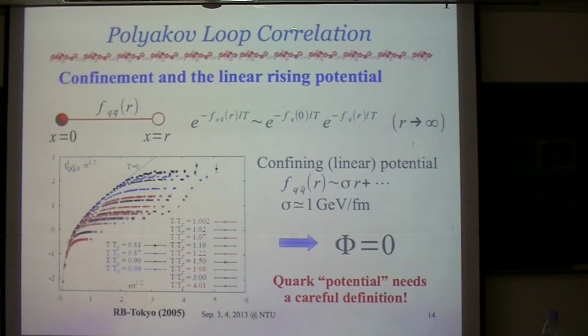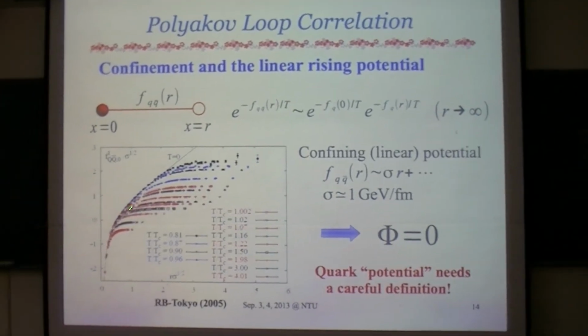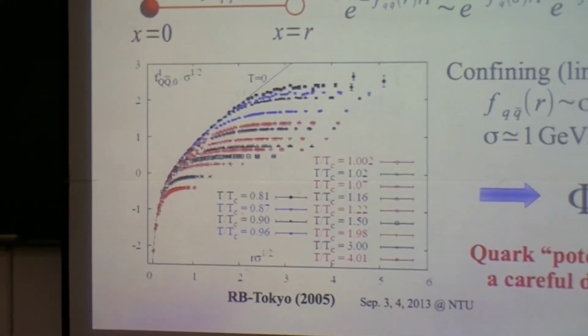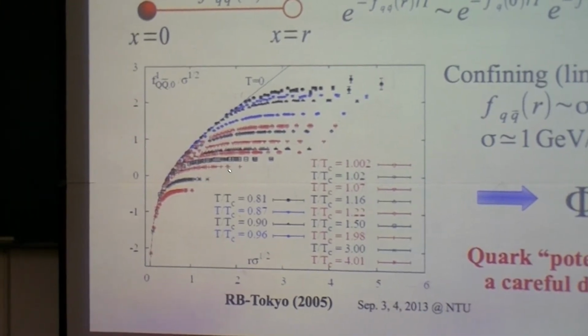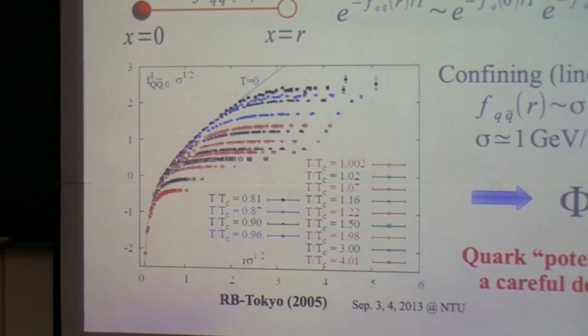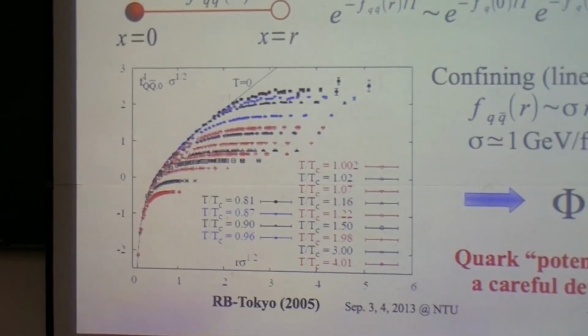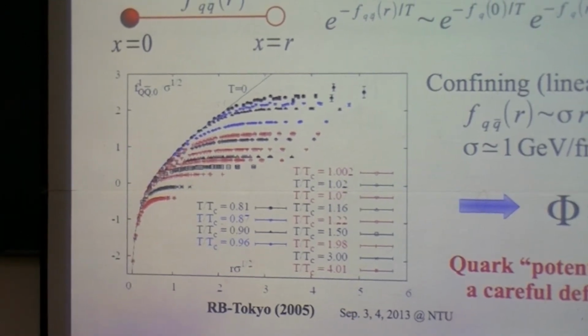And so let's try to look at the Polyakov loop correlation function. Actually, this Polyakov loop correlation function is related to the heavy quark potential. And that you can measure on the lattice. So this is one example of such measurement. From below Tc to above Tc, you can see that at 0 temperature, you have some linearly rising potential behavior that is expected as the confining force in the vacuum. But above Tc, the potential is flattened. So there is no confining force if the temperature is high enough.